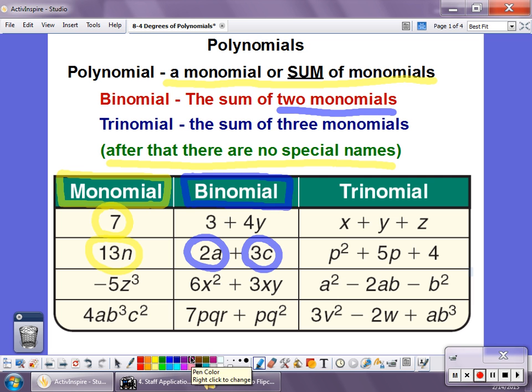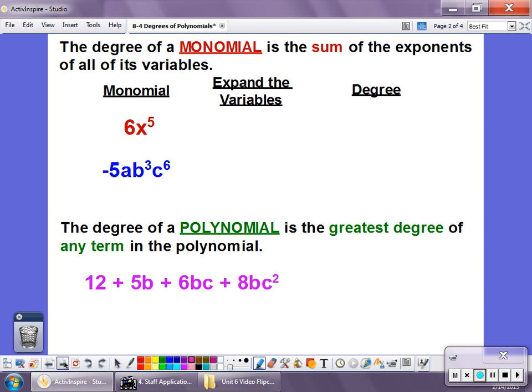And then finally, the last thing we have are called trinomials. Trinomials are where you have three monomials being added or subtracted together. So this monomial, and this monomial. Anything more than that, if you have 4 monomials or 5 monomials, they're just going to be called polynomials.